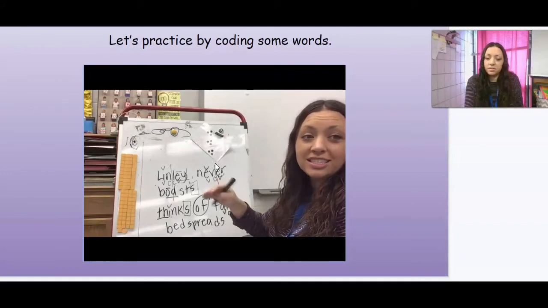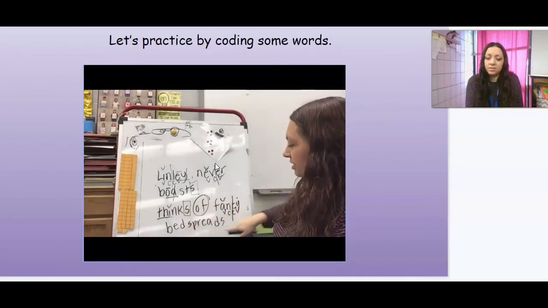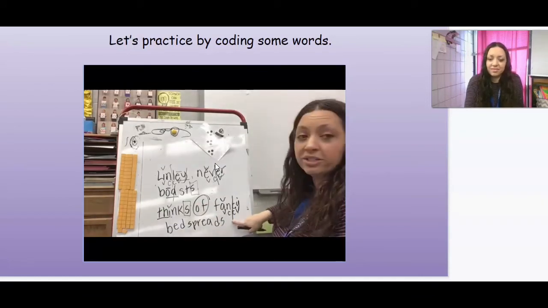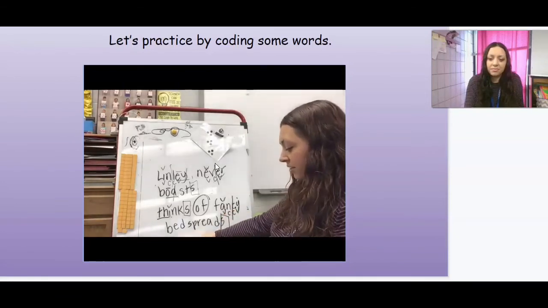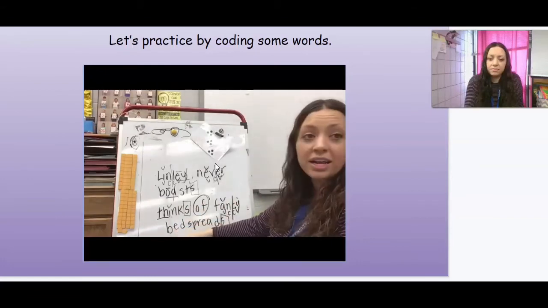So, "thinks of fancy." Whoa, look at this word. It's a long word, but remember, we always start at the end, and at the end it has an S that I need to box off. That's right. So here, what do I need to do? This is actually a compound word, and I see a word I know right at the beginning.